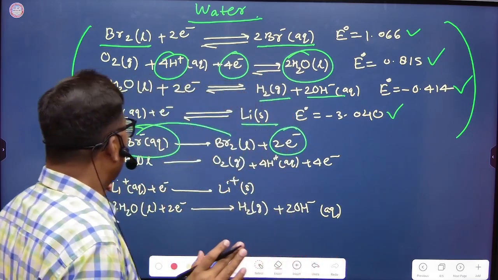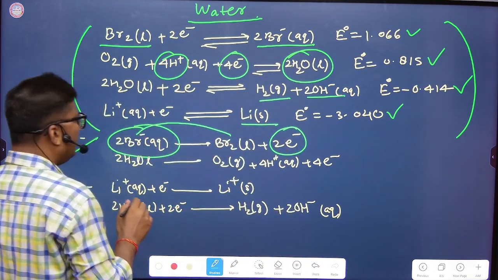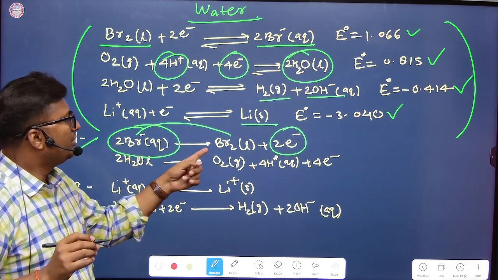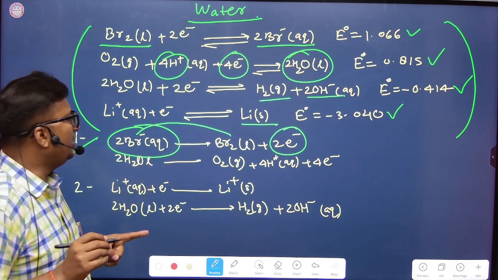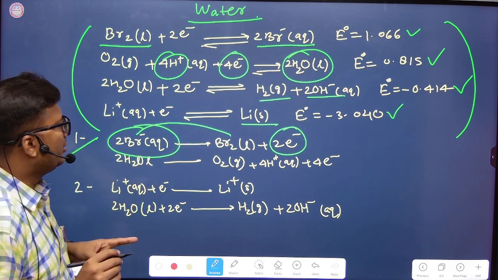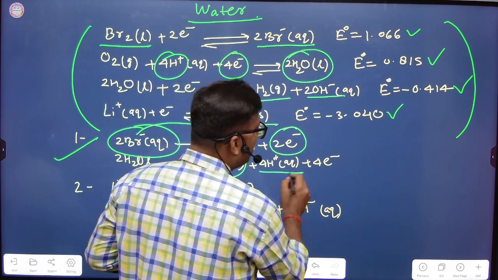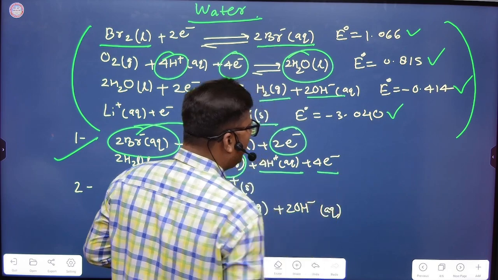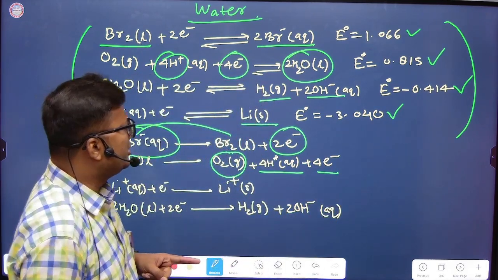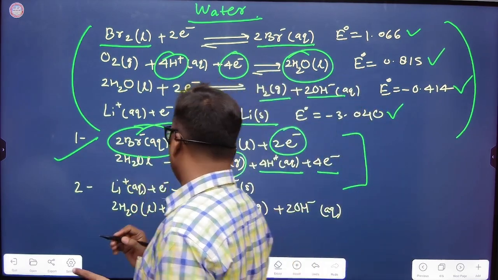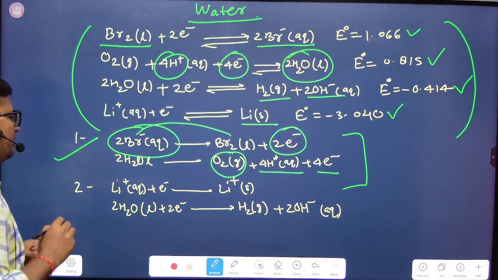So these are the two possibilities: either bromide ion gets converted into bromine liquid, or water liquid may be converted back to oxygen gas plus 4H+ aqueous plus 4 electrons. So the oxidation reaction can take place through either of these two half cell reactions.